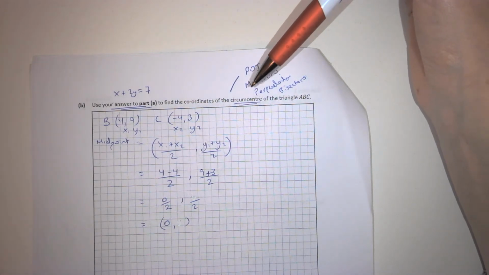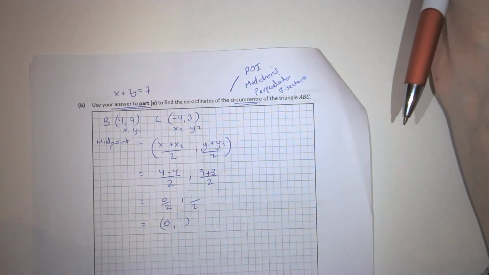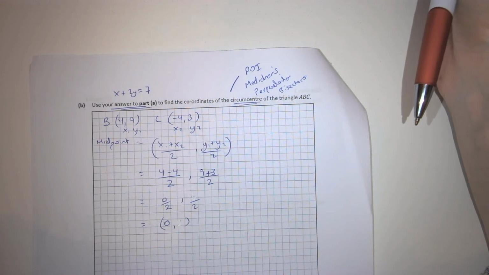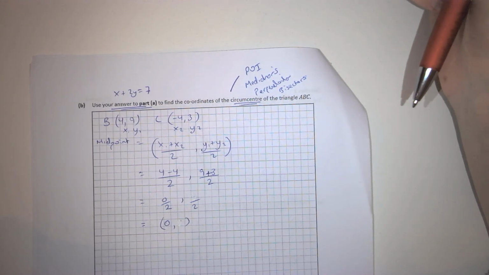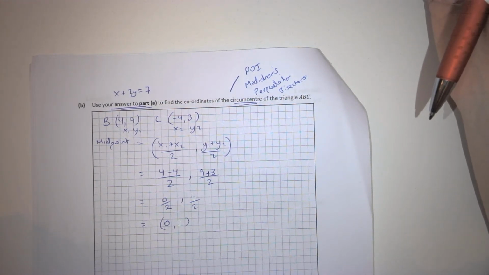Now, in an ideal world, we know exactly that when we see the word circumcenter, it's the point of intersection of the mediators, which are the perpendicular bisectors of each of the sides. Now, if we don't know that, it says use your answer to part A. So basically, I know that the circumcenter is an intersection of 2 lines.